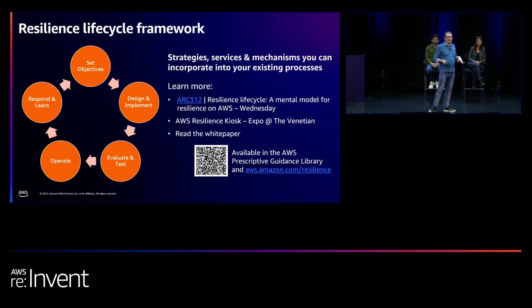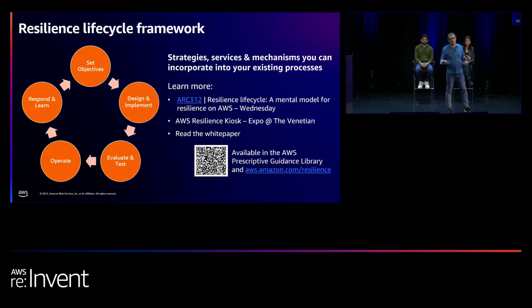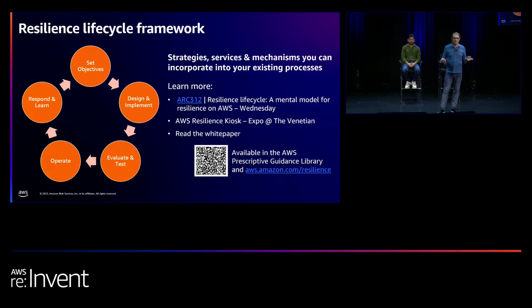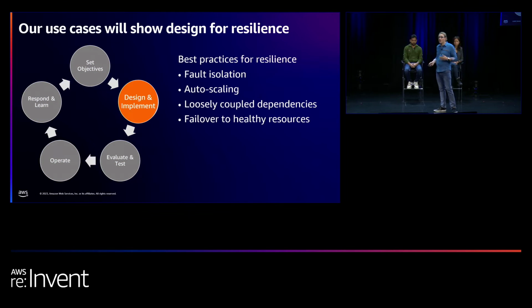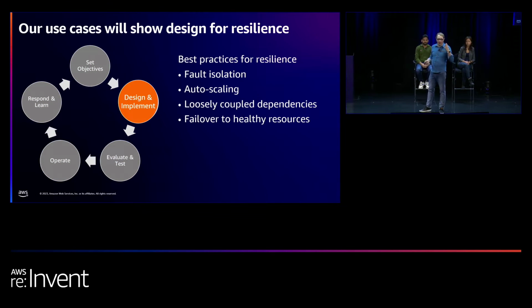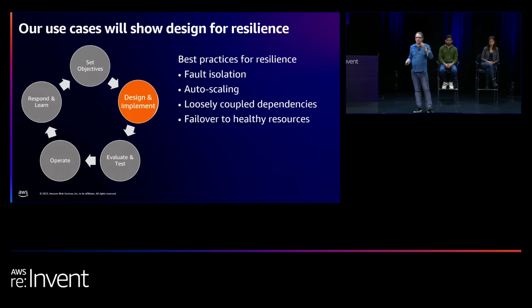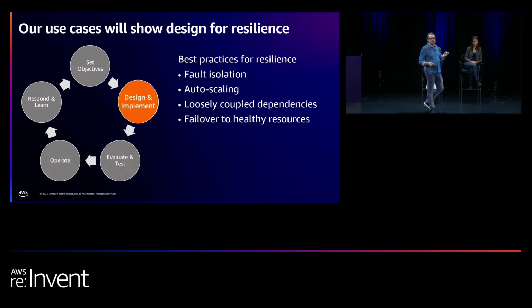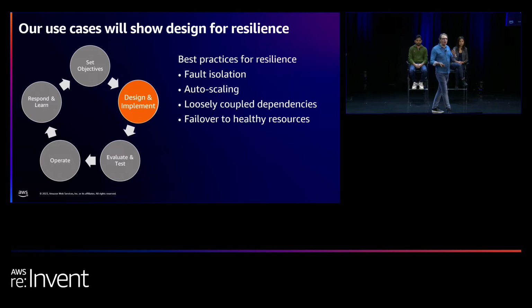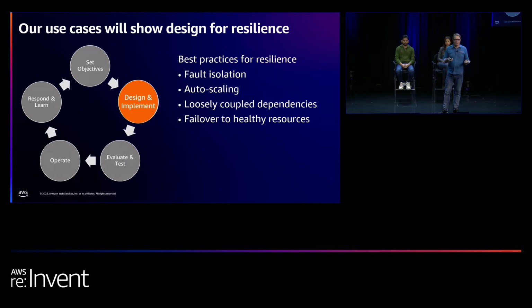For our purposes today, we're going to present to you, as I said, multiple real-life examples of resilient architectures from Amazon. And it's going to fall into 3 categories on this framework. First one is about designing and implementation, right? Designing for the best practices for resilience. And we're going to show you examples that show you things like fault isolation using things like cells, auto-scaling, and decoupled architectures.